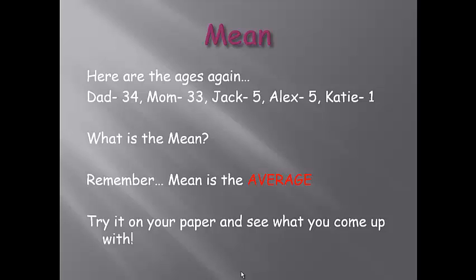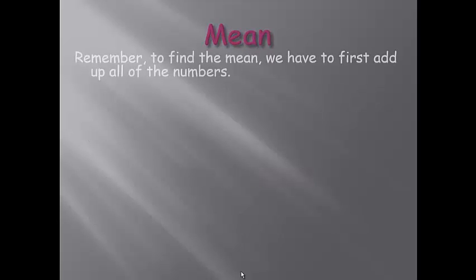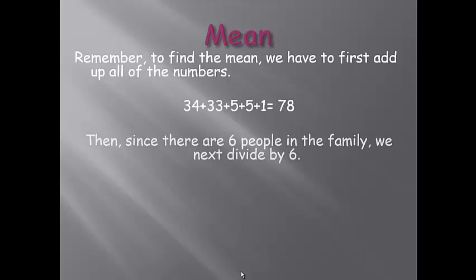Try it on your paper and see what you come up with. So I hope you tried it. Remember, to find the mean, we have to first add up all of the numbers. So the ages, 34 plus 33 plus 5 plus 5 plus 1, give us 78. Then since there are 6 people in the family, we next divide by 6. And that gave us 15.6.